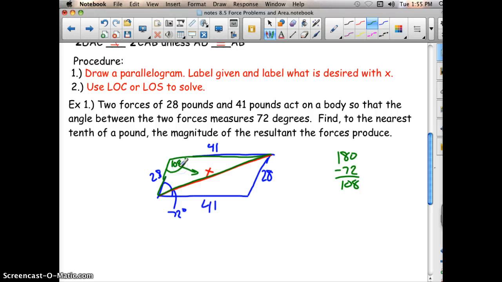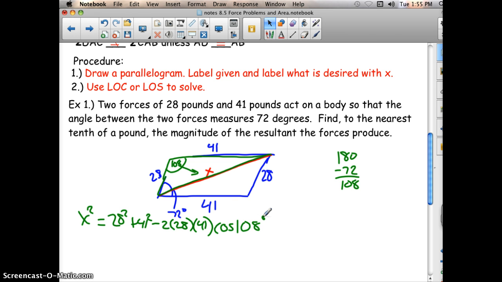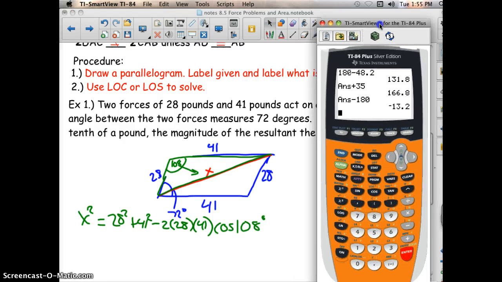My loneliest side here is x, so x squared equals 28 squared plus 41 squared minus 2 times 28 times 41 times the cosine of 108. Now we've been doing law of sines for a couple of days, so the common mistake here will be to put sine of 108 in there. If you're having trouble and you can't get to an answer, check to make sure you used the right trig function. A lot of times that kind of trips some kids up.